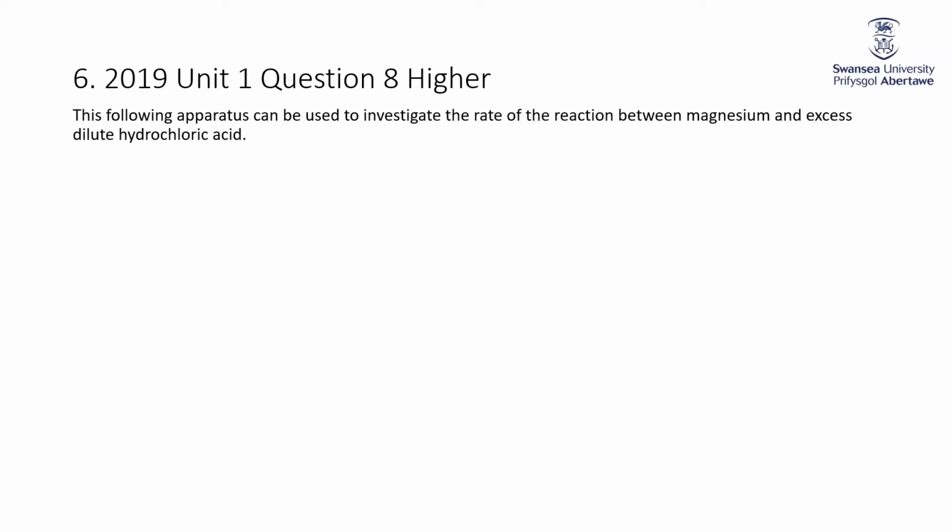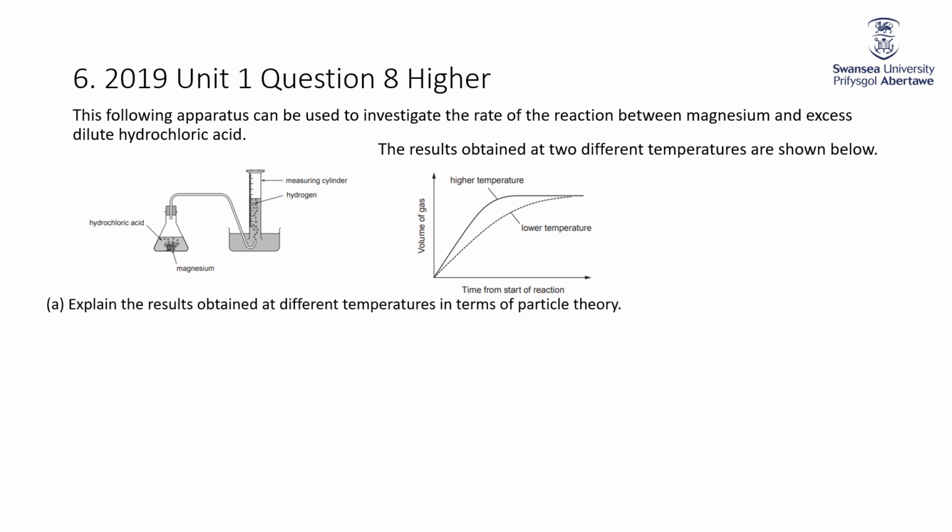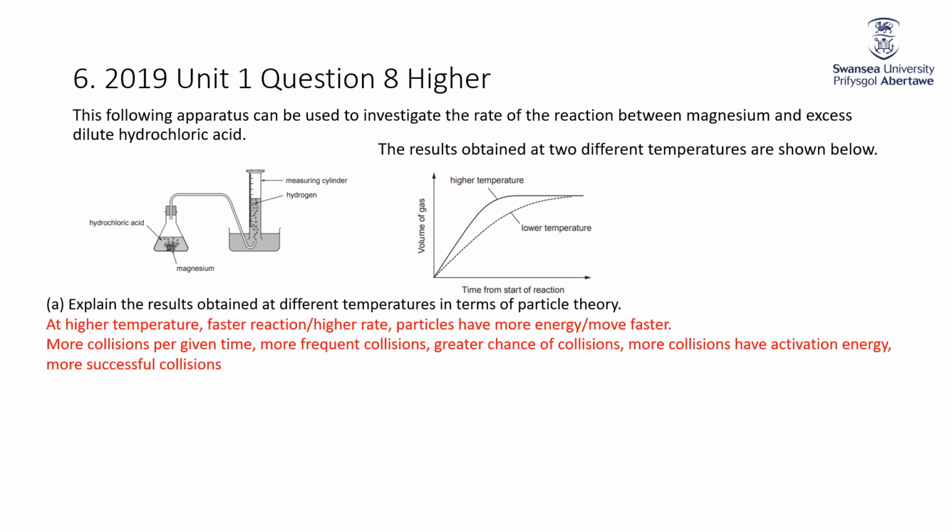So then question 6 shows the reaction between magnesium and dilute hydrochloric acid. This is the way it's been measured. So the results obtained at 2 different temperatures are shown below. You see a steeper curve at a higher temperature. Explain the results observed at different temperatures in terms of particle theory.